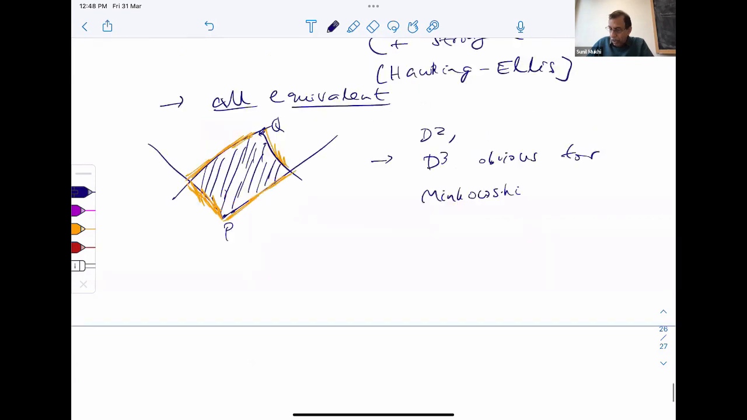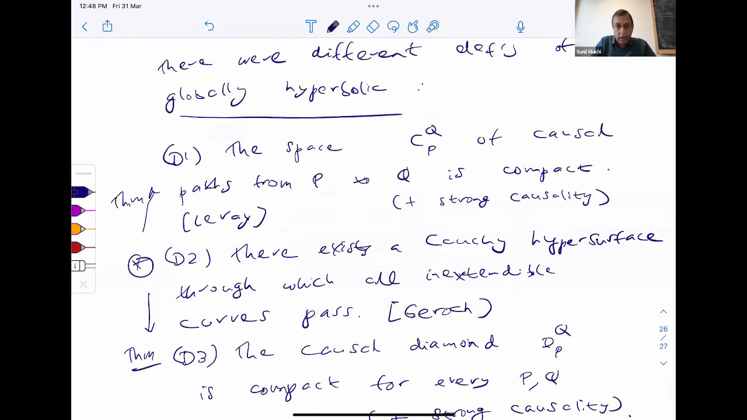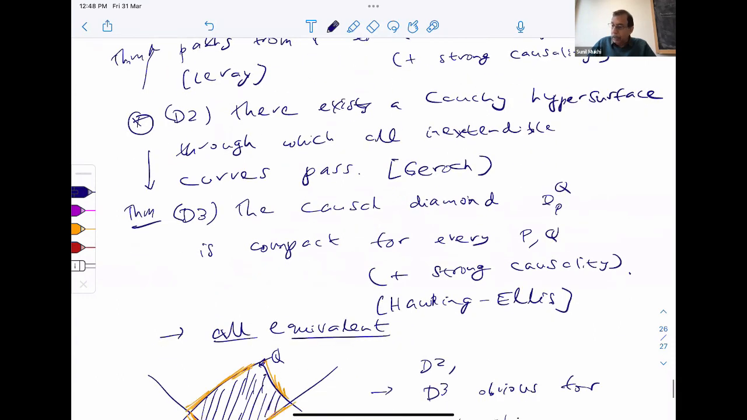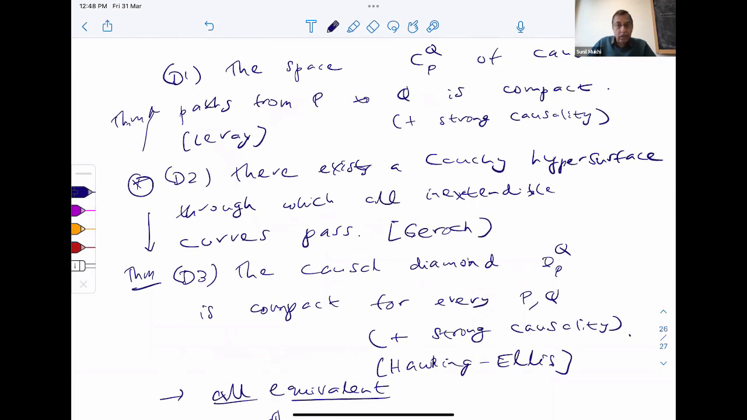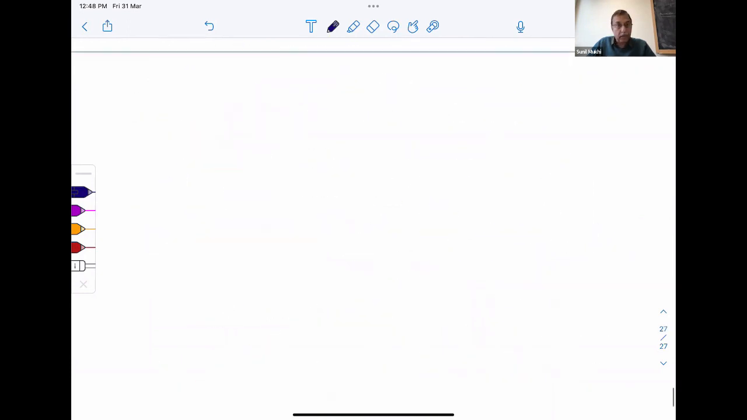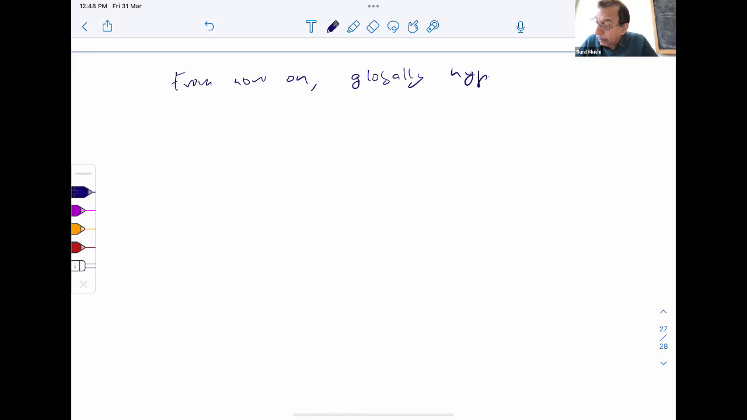Good. Okay, so therefore now what is our task today? It is to prove these two, D1 and D3, and while proving them, I'll also state them more carefully. Okay. So now, from now on, globally hyperbolic, as it was last time also, globally hyperbolic will mean exactly D2.